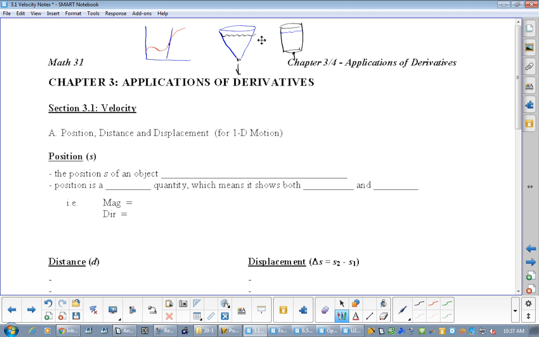And without calculus, you can't find the rate the height is decreasing at any point in time, because it's changing every single millisecond. The radius changes.